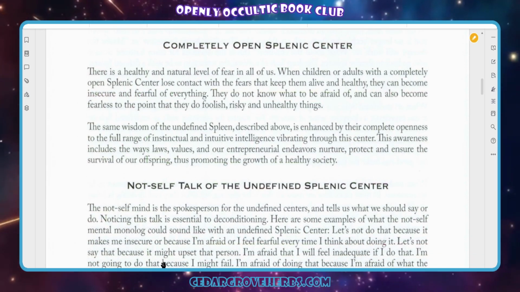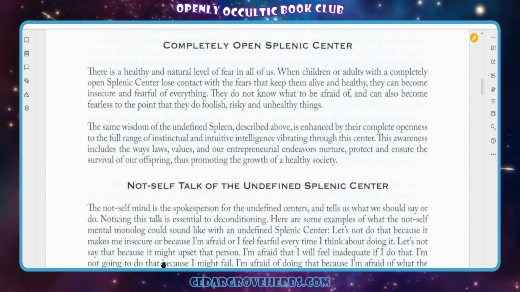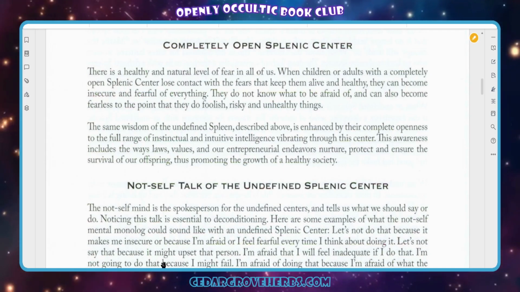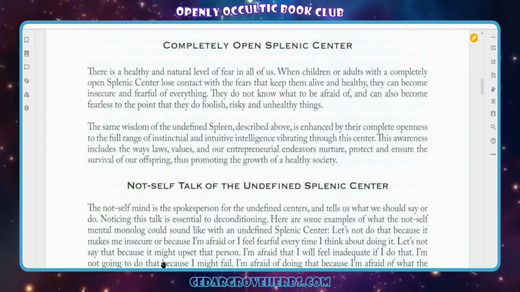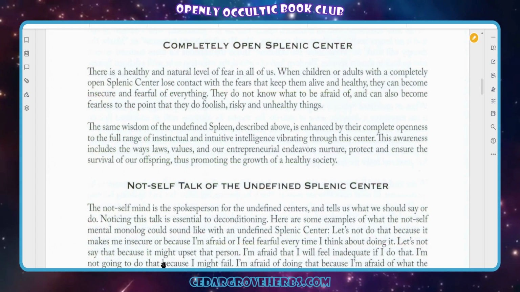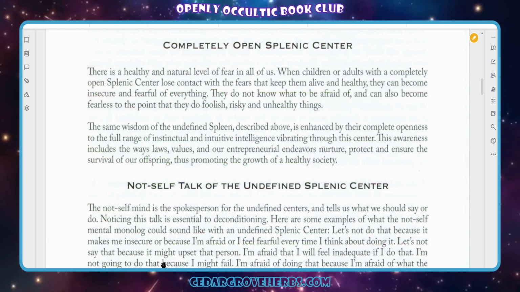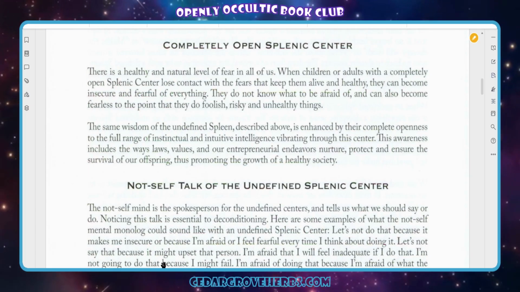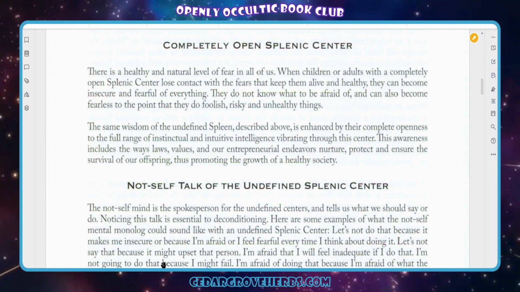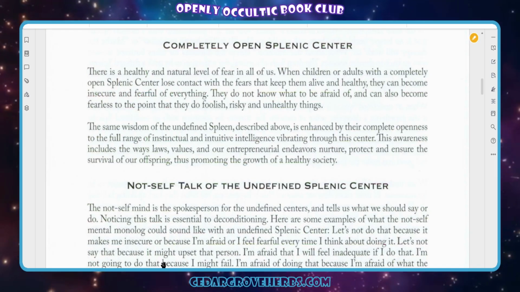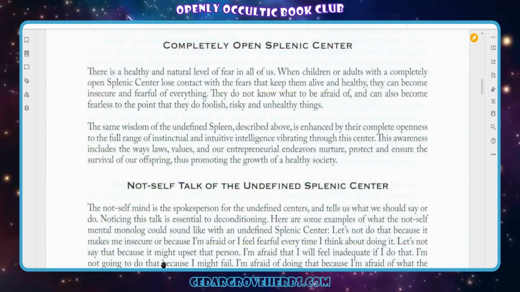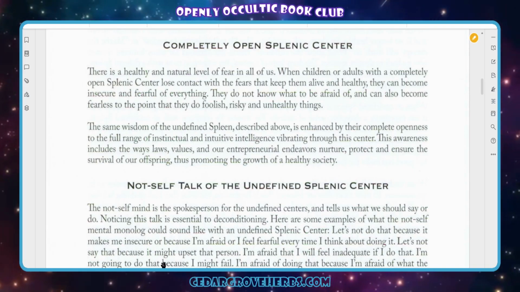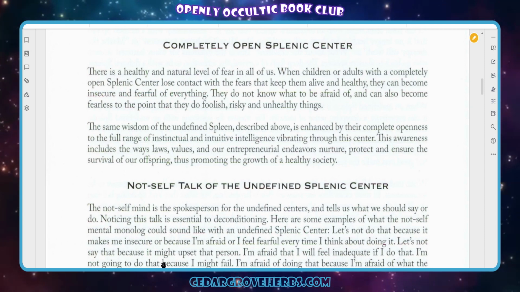The same wisdom of the undefined spleen described above is enhanced by their complete openness to the full range of instinctual and intuitive intelligence vibrating through this center. That means if you have an open spleen center and none of the gates are defined, that's what we're talking about here. This awareness includes the way laws, values, and other entrepreneurial endeavors nurture, protect, and ensure the survival of our offspring, thus promoting the growth of a healthy society.